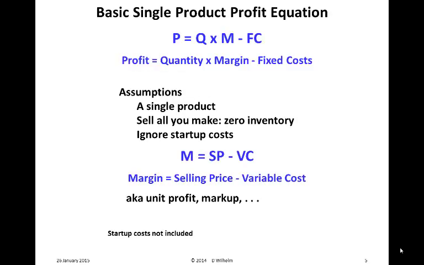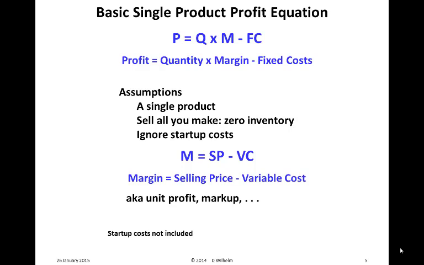Single product profit equation. Profit is equal to the quantity times the margin minus the fixed cost. It does assume a single product, sell all you make, nothing goes into inventory, nothing comes out of inventory, and it does ignore startup costs.